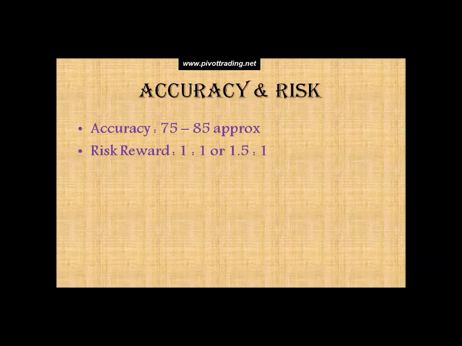Now, what could be the risk and reward? This particular strategy works on a 1:1 or 1.5:1 risk reward. That is, for every risk of 1 rupee, you are expected to get 1 rupee in return, or for every risk of 1.5 rupees, you are expected to get a return of 1 rupee. So this is the kind of risk reward that is associated.